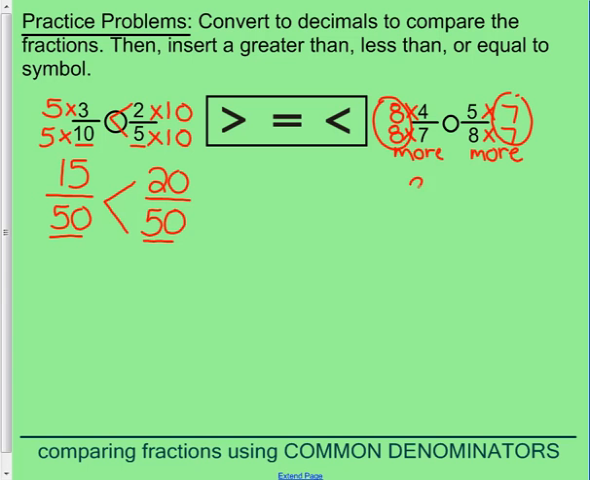4 times 8 is 32. 8 times 7 is 56. See how helpful it is to know your math facts. Please practice those if you don't already. 5 times 7 is 35. 7 times 8 is going to be 56 again. So now that I have my equal pieces of denominators, I can compare. 35 is bigger than 32, so I would put the less than symbol in between those and my original fractions. These are two of the ways that you can compare fractions.